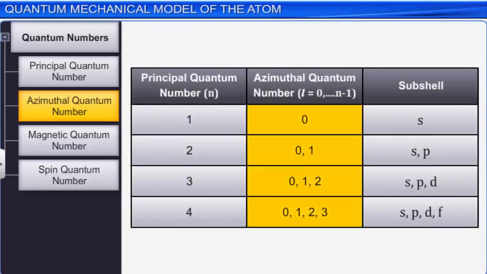The value of L, in turn, defines the number of subshells, which means that when n is equal to 1, L is equal to 0. That is, there is only one subshell in the first main energy level. Similarly, for n equal to 2, L is equal to 0 and 1. That is, there are two subshells in the second main energy level. And for n equal to 3, L is equal to 0, 1, 2. That is, there are three subshells in the third main energy level.